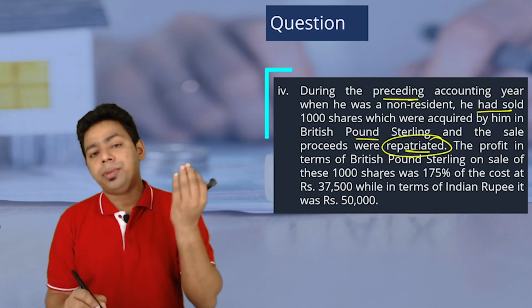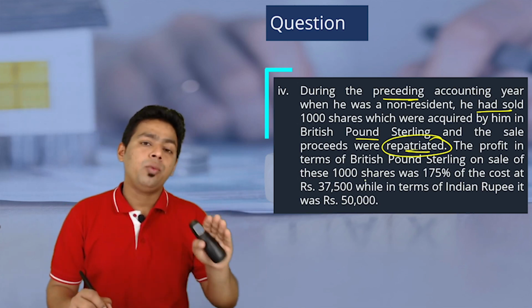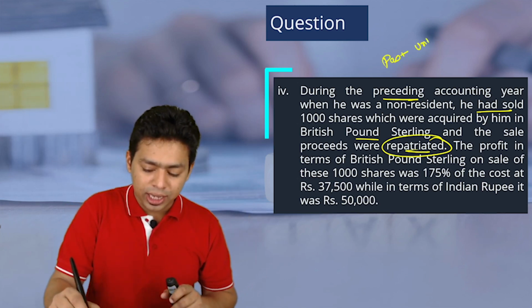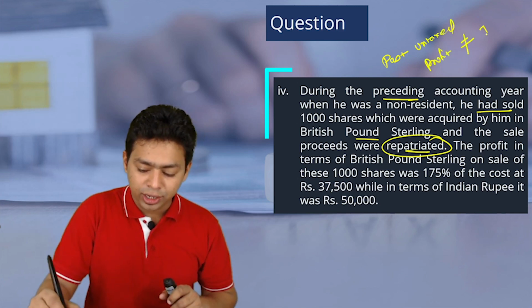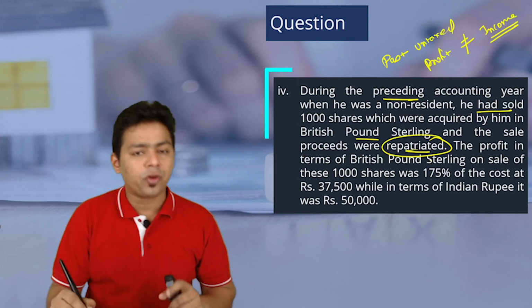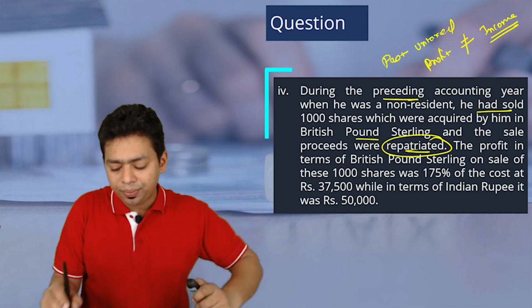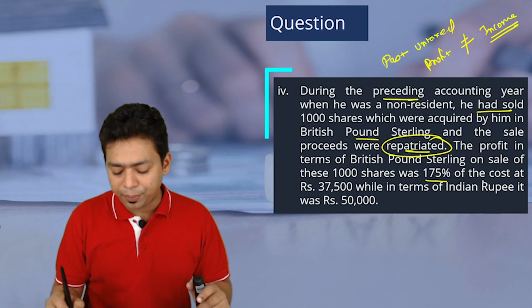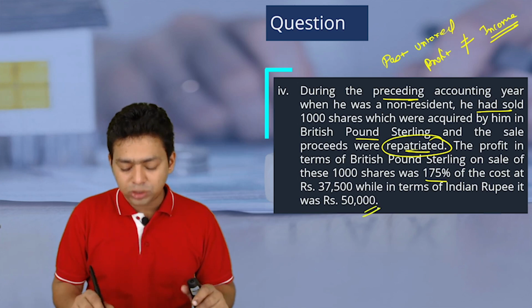Repatriated means it was money received and accrued outside India and then it was transferred to India. When some money is transferred to India, you have learned this word, past untaxed profit. Past untaxed profit is not an income, and because past untaxed profit is not an income, it cannot be brought to tax. Repatriation is not income received in India. The profit in terms of British pound sterling on sale of 1,000 shares was 175% of the cost. At 37,500 in terms of Indian rupee, it was 50,000. Okay, so that data is not that much relevant.